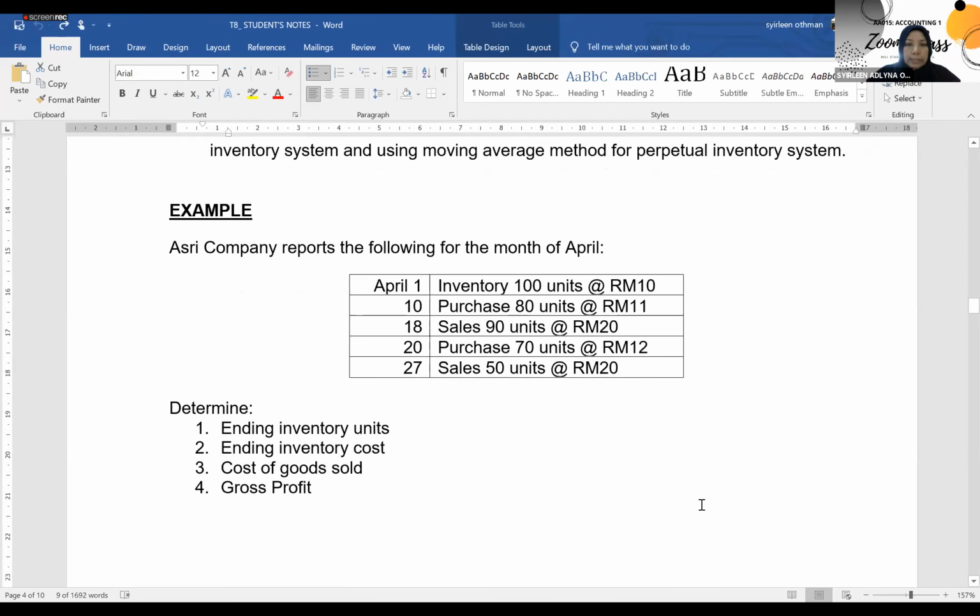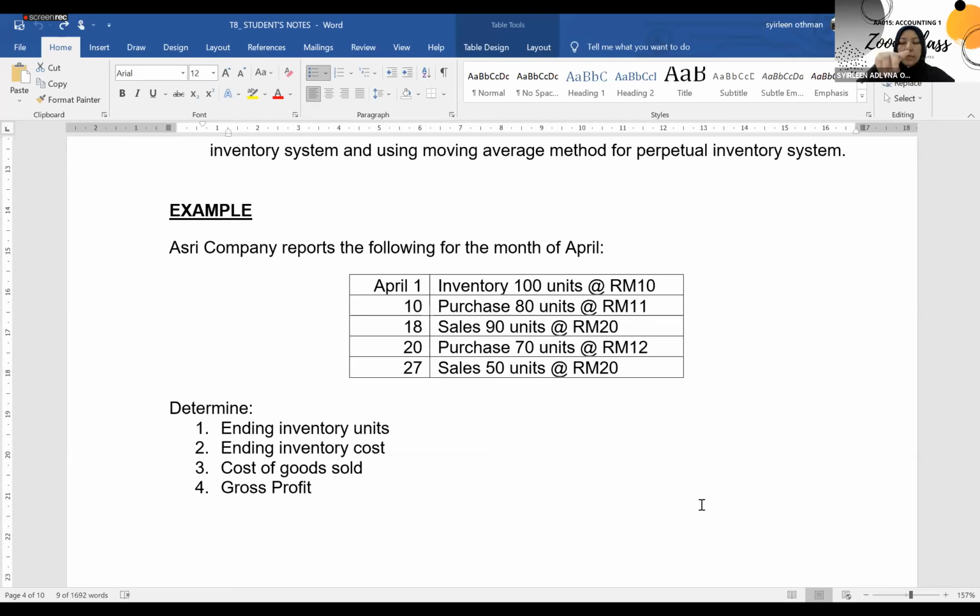Okay, kalau awak tengok April 1st kita ada inventory. Balance dia ialah 100 unit at the cost price of 10 ringgit each. So maksudnya starting of April, dalam store ataupun dalam gudang you sudah ada 100 unit barang. Dan cost price untuk barang tersebut ialah 10 ringgit. That is your beginning inventory.